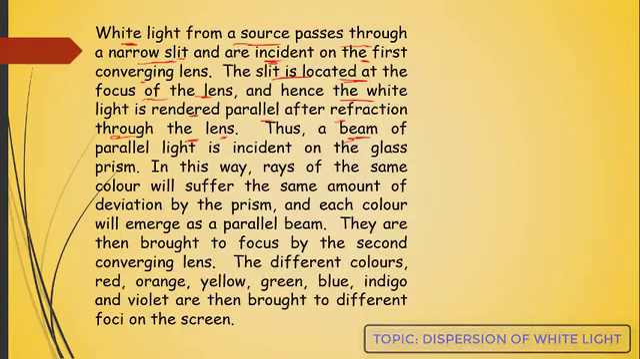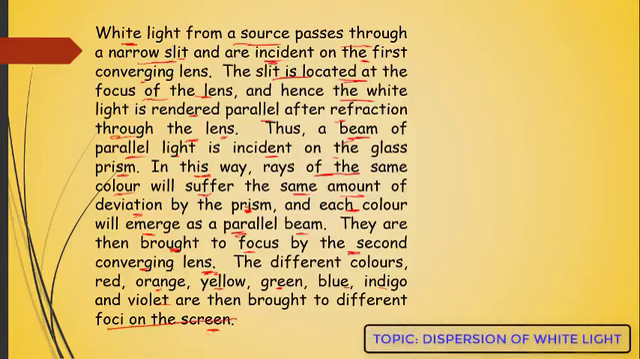Thus, a beam of parallel light is incident on the glass prism, and in this way the rays of the same color will suffer the same amount of deviation by the prism, and each color will emerge as a parallel beam. They are then brought to focus by the second converging lens. The different colors, 7 of them, red, orange, yellow, green, blue, indigo and violet, are then brought to different foci on the screen.